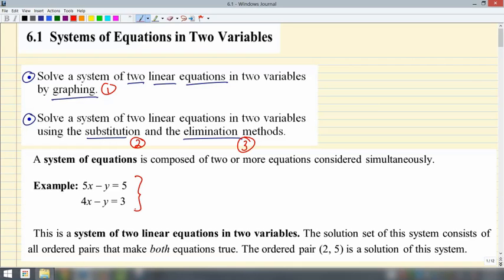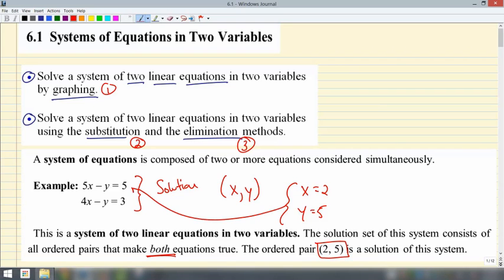Take a set of equations, 5x minus y equals 5, and 4x minus y equals 3, and find a solution. Find an ordered pair, x and y, that make both equations true. And in this case, they kind of give you the answer. They tell you that the pair is 2, 5. So if you take x equals 2 and y equals 5, and you substitute them into equation number 1, it makes it true. And if you substitute them into equation number 2, it also makes them true.